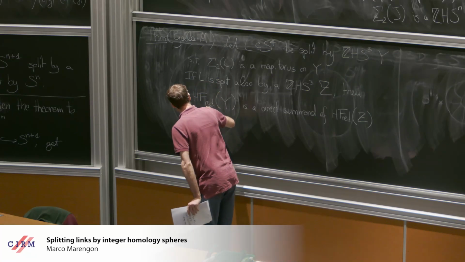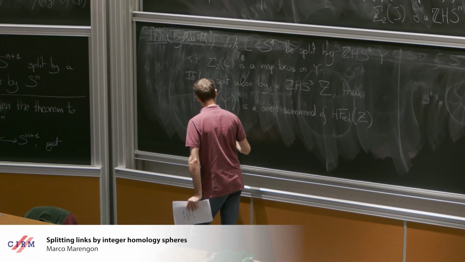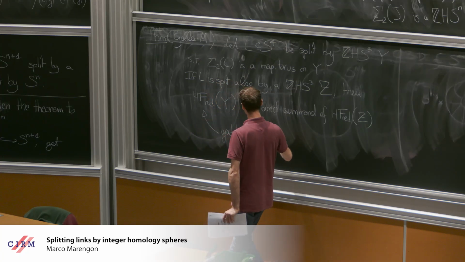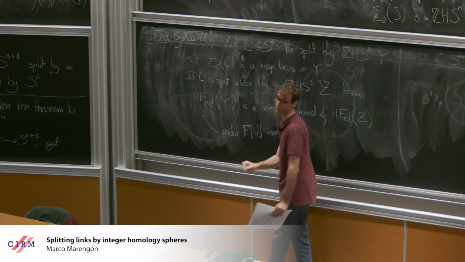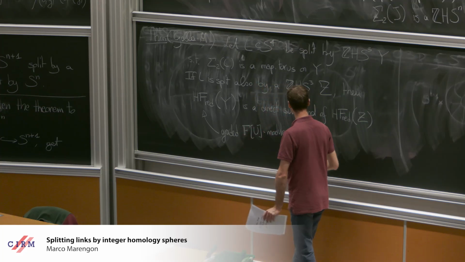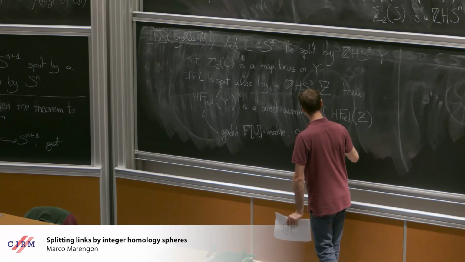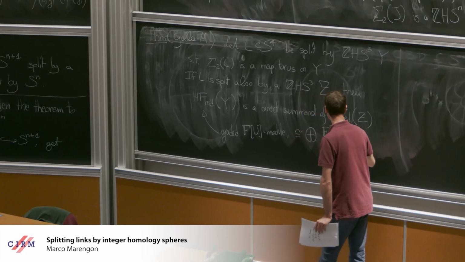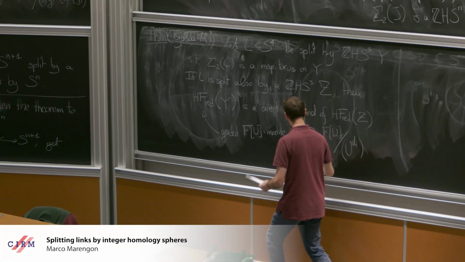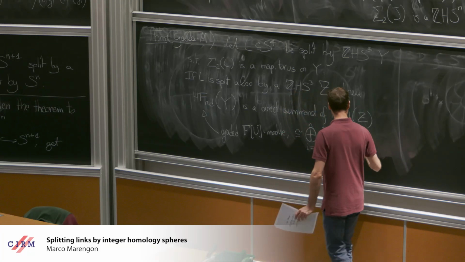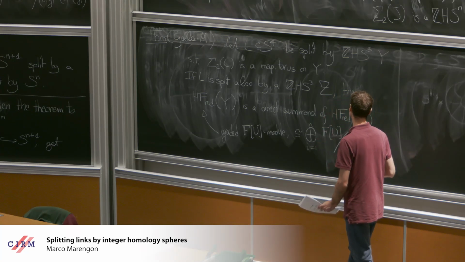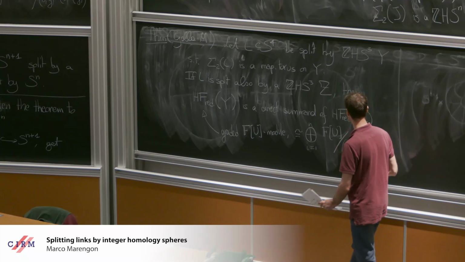So this HF red is a graded F[U] module, where F is the field with two elements. And it is isomorphic to a direct sum of standard pieces that are F[U] modulo U to the d_i for some d_i's, and all the d_i's are positive.